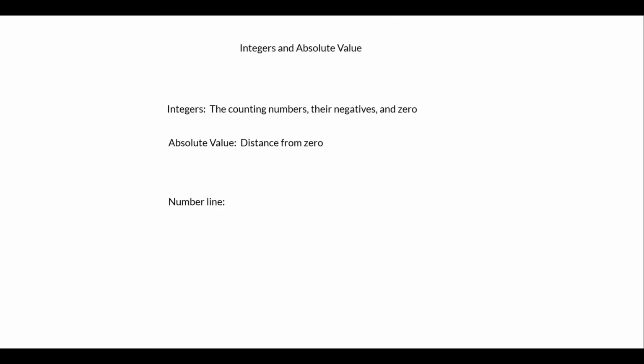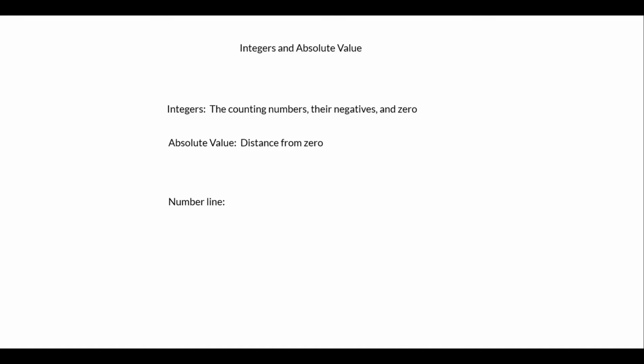Okay, so today we're going to be talking about integers and absolute value. First of all, let's start out with a few definitions. Integers are the counting numbers, their negatives, and 0. So that means counting numbers 1, 2, 3, 4, 5, 6, and so on. And their negatives, so -1, -2, -3, -4, and so on in the negative direction, and also including 0. And the absolute value is the distance from 0.